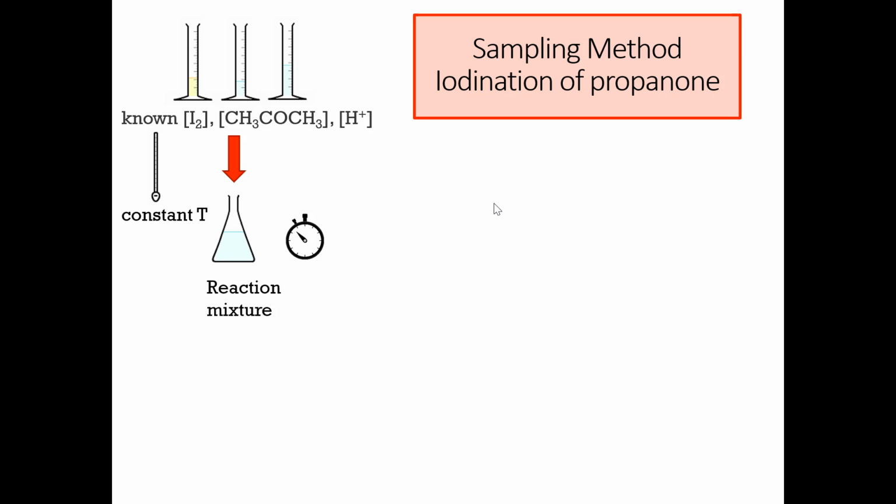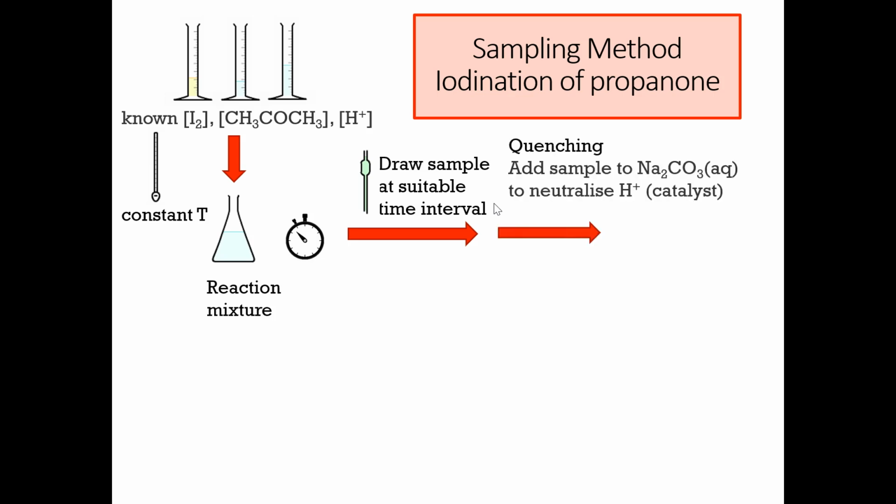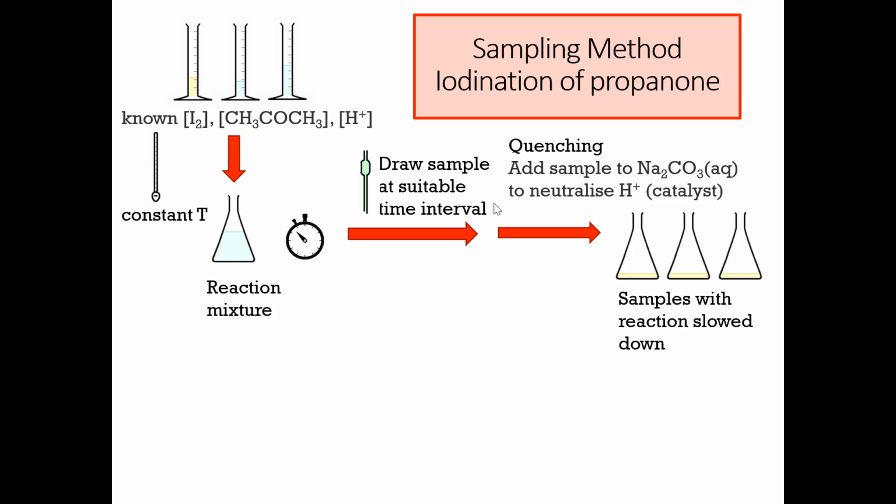So, sampling method for the iodination of propanone: in this case we have propanone, iodine, and acid being prepared, and at constant temperature we will add it to the reaction mixture, allow them to react by starting the timer. We draw the sample out at time interval. We'll quench it by using sodium carbonate to neutralize all the H+, removing the catalyst. Therefore, you will slow down the reaction tremendously.